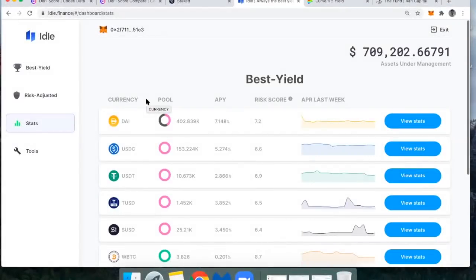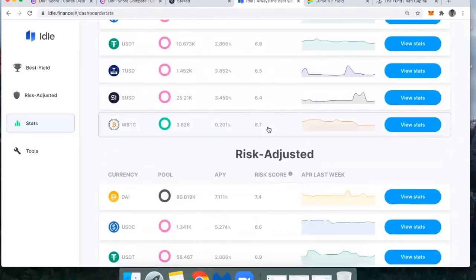The next yield bouncer that I've used is IDLE.FINANCE, and you can find that at IDLE.FINANCE. What is unique about IDLE is that they actually have 2 different yield bouncing strategies. One is referred to as best yield, so it's just going to move my assets to whichever lending pools are going to maximize my lending interest.